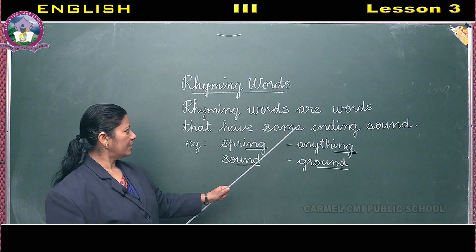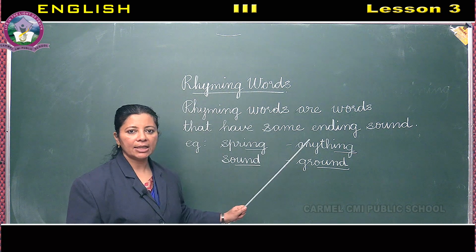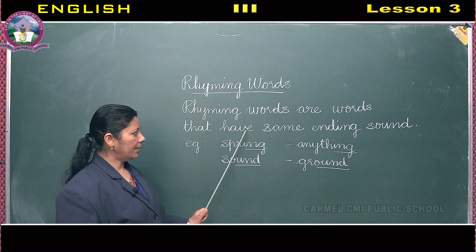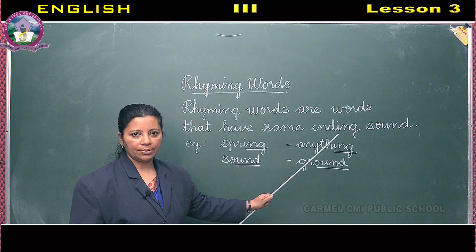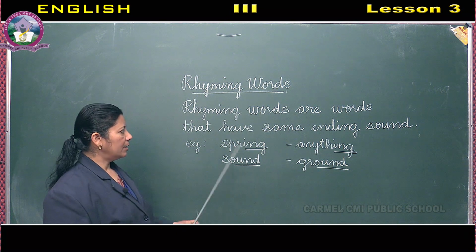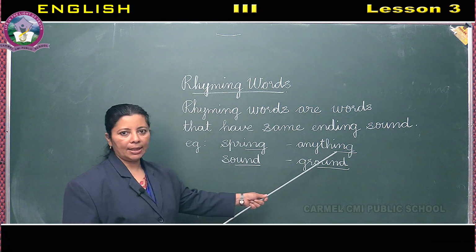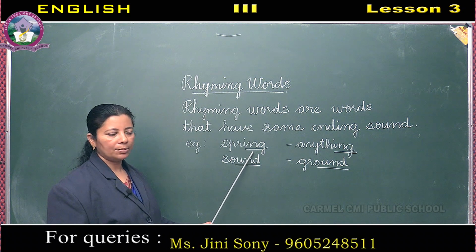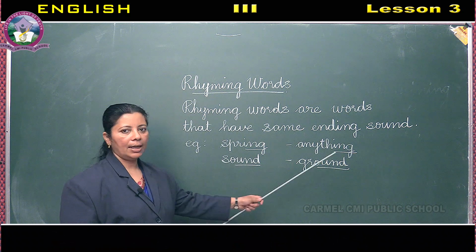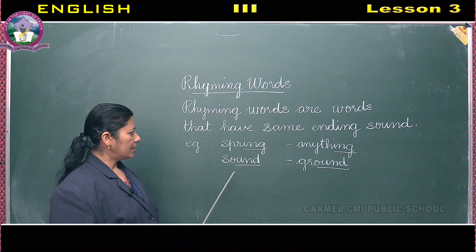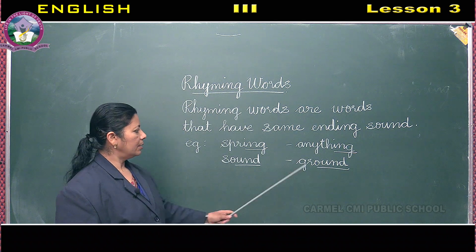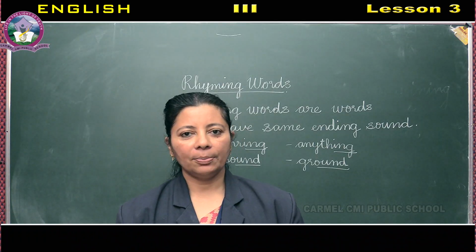Now we can study the rhyming words. Rhyming words are words that have the same ending sound. For example, spring, anything. Here you can see it is ending in the same sound. Sound, ground. Hope you understood the poem.